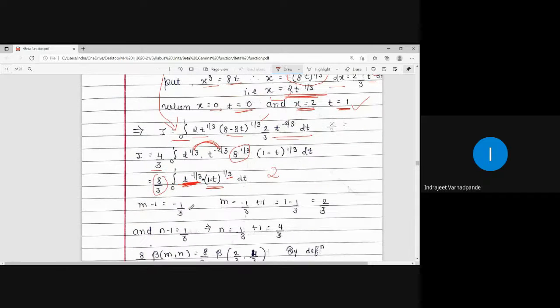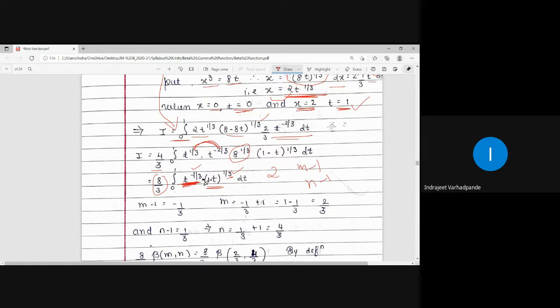So in general, I am able to get the form integral 0 to t, variable to the power some term, (1 minus variable) to the power certain other term. But now my job is to express it into the form m minus 1 and n minus 1. So accordingly, we will be trying to simplify.